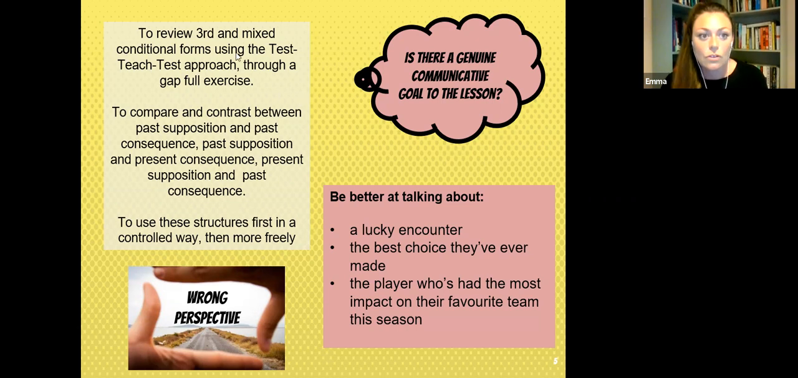So the things on the left are included within it. Is that all right, Peter? Yeah. The things on the left are included in order to help the learners be better able to talk about a lucky encounter. They're almost like how we would achieve it. So if you're doing a Delta lesson, you might have a communicative objective, lucky encounter, and then you might have: this will be achieved by 1, 2, and 3, for example.